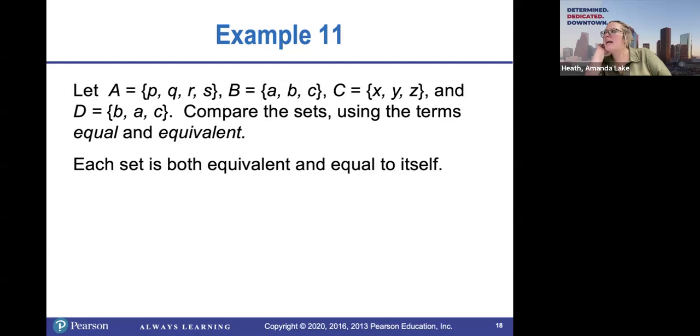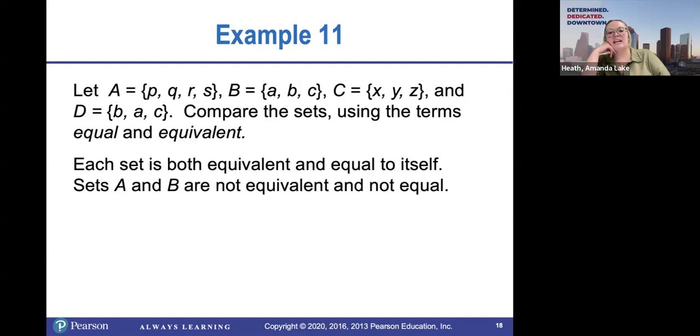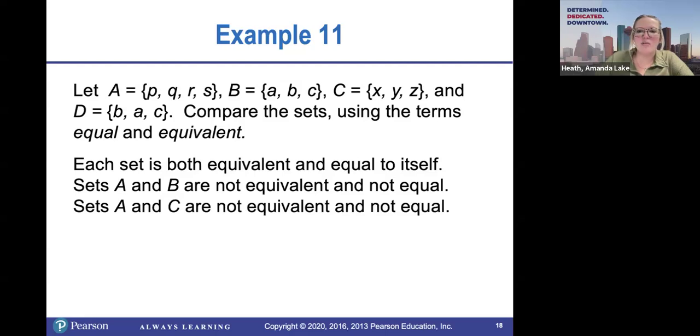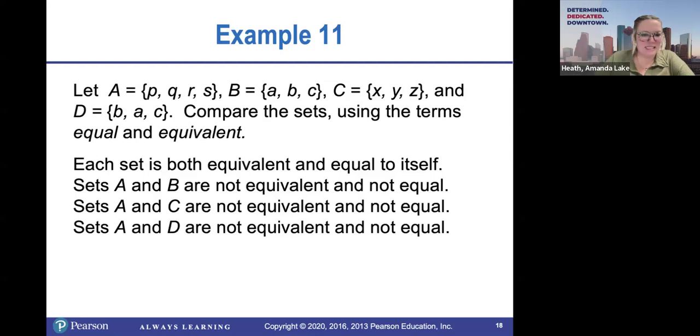So if we think about A and B, A has 4 elements and B has 3. So these sets are neither equivalent nor equal. There's no way to make a one-to-one correspondence between the two, and they have very distinct elements, P, Q, R, S, and ABC. They don't even have any in common. So if we think about A and C, A and C are in the same boat, right? They are not equivalent and not equal. And again, they don't even have any overlap. But if we think about A and D, same story. They're not equivalent, not equal.